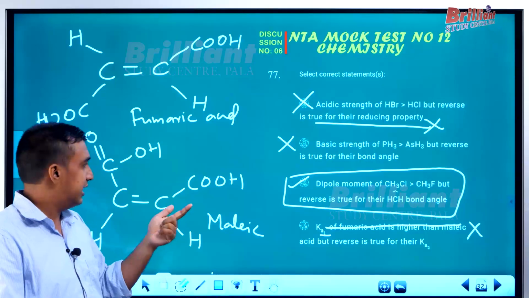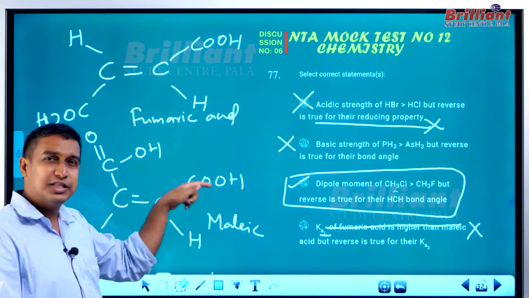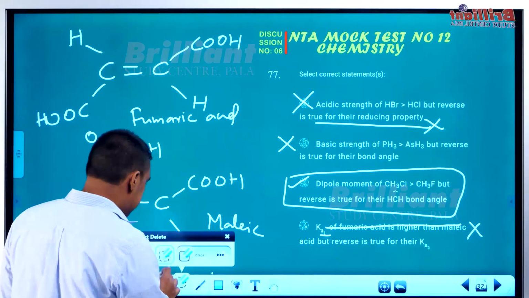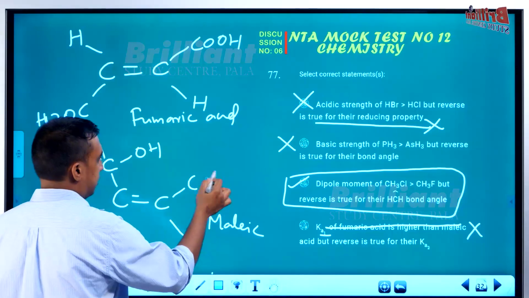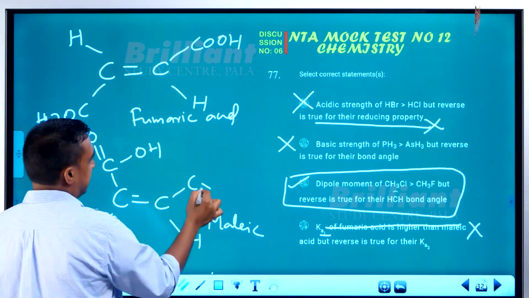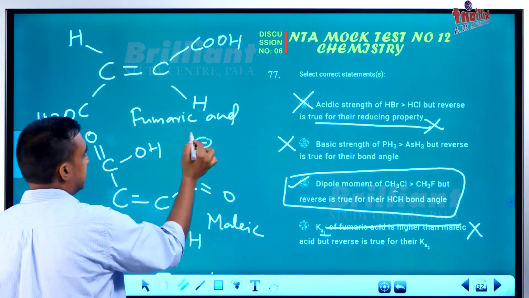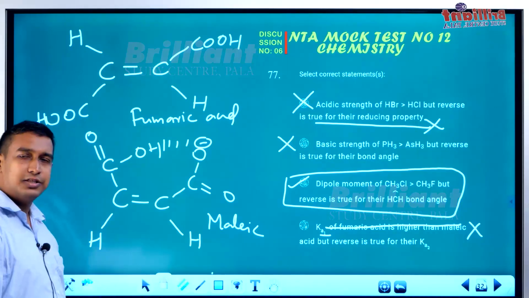Suppose it releases H+. അപ്പൊ ഇവിടുന്ന് ഒരു H+ പോയി എന്ന് വിചാരിക്കുക. This will become CO-. അപ്പൊ ഞാൻ അത് ഇവിടെ തന്നെ കാണിക്കാം. If this becomes CO-, H+ പോയി, അത് ആസിഡ് ആയിട്ട് ആക്ട് ചെയ്തു, C double bond O-, then what will happen? It is easy to have hydrogen bonding interaction which stabilizes the molecule.